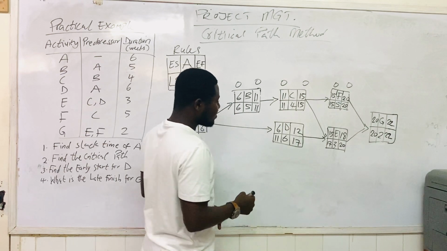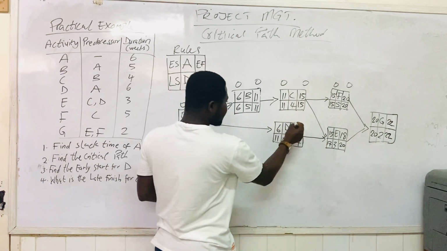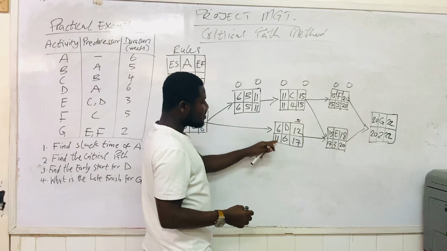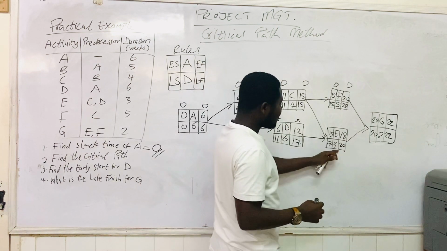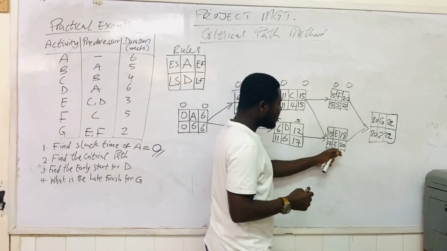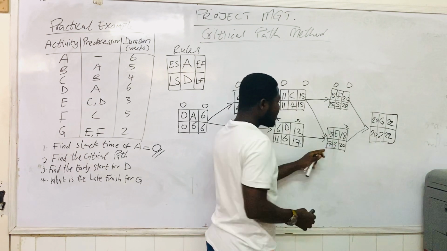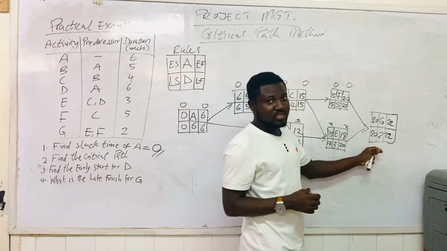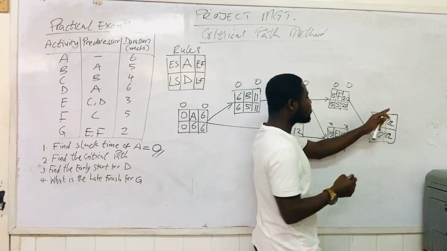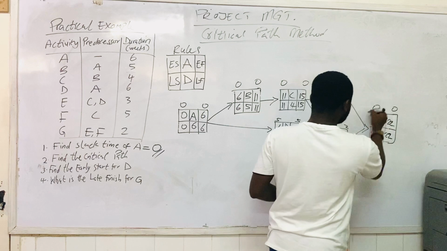17 minus 12 is 5. And then 11 minus 6 is what? 5. You come to E, activity E. 20 minus 18 is 2. 17 minus 15 is 2. Then you come to G, which is the last activity. 22 minus 22 is 0, and 20 minus 20 is 0.